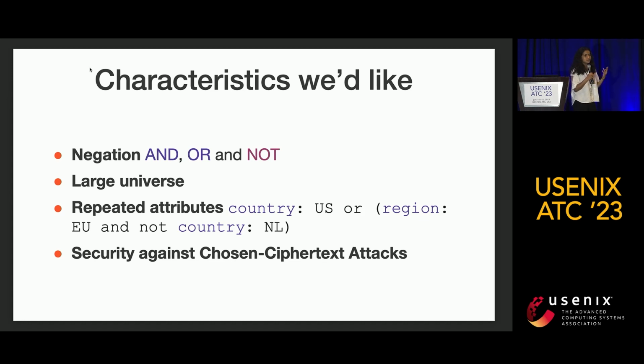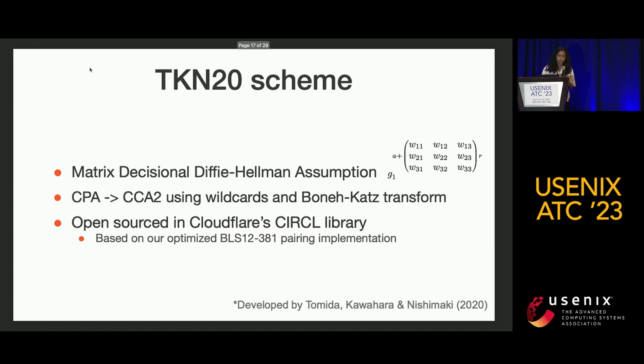Repeated attributes are super nice to have. You can compose more flexible policies. And then security against chosen ciphertext attacks, which is just a strong variant of security. I won't go into much detail there. We ended up with the scheme that we selected, and again, refer to the paper for this because it would take a long time to explain. But the scheme satisfied all our constraints, and we're pretty happy with it.